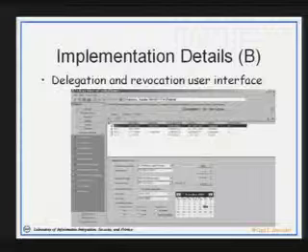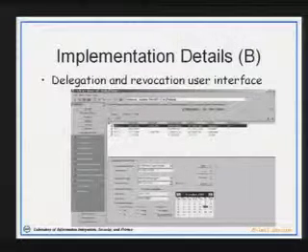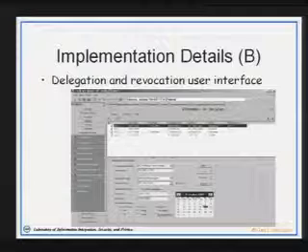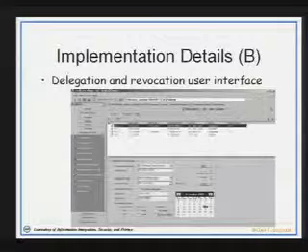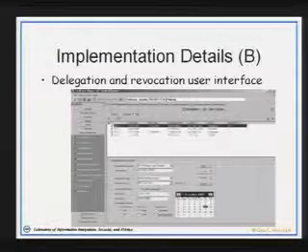Here, sorry for the small font. Here we have user Dr. Chen. Based on our example, Dr. Chen opened the session. Currently his role is primary care physician, primary care provider, and he has a certain attribute certificate here, and he's trying to delegate the neurologist role.